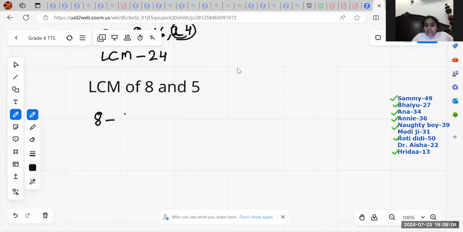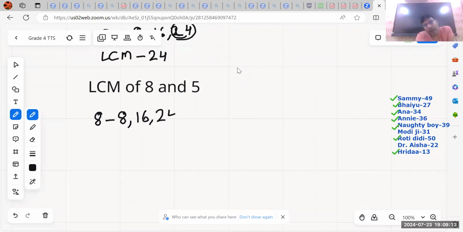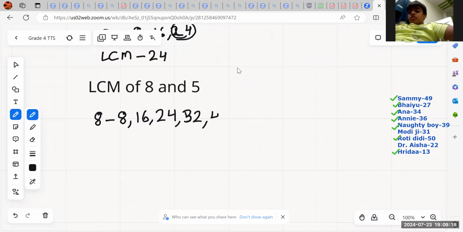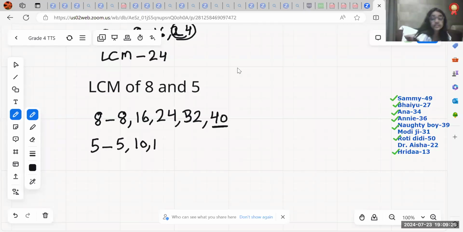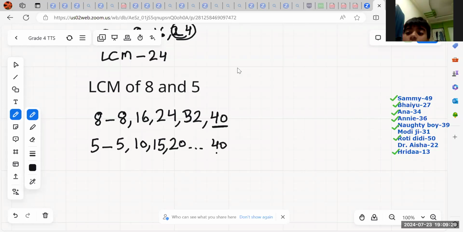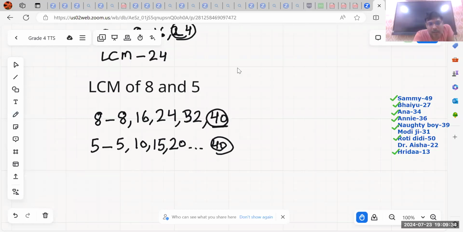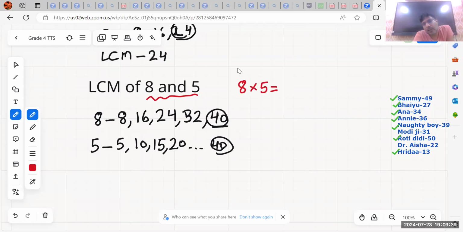Oh, my answer is मोदी जी ने नहीं भेजा. 45. 45 is wrong. Beta, see, 45 does not come in the table of 8, but 40 comes in the table of 5. Oh, sir. So kids, before I started the question, I knew the answer is going to be 8 multiplied by 5, 40. Now, how did I know that the answer will be 8 into 5, 40?